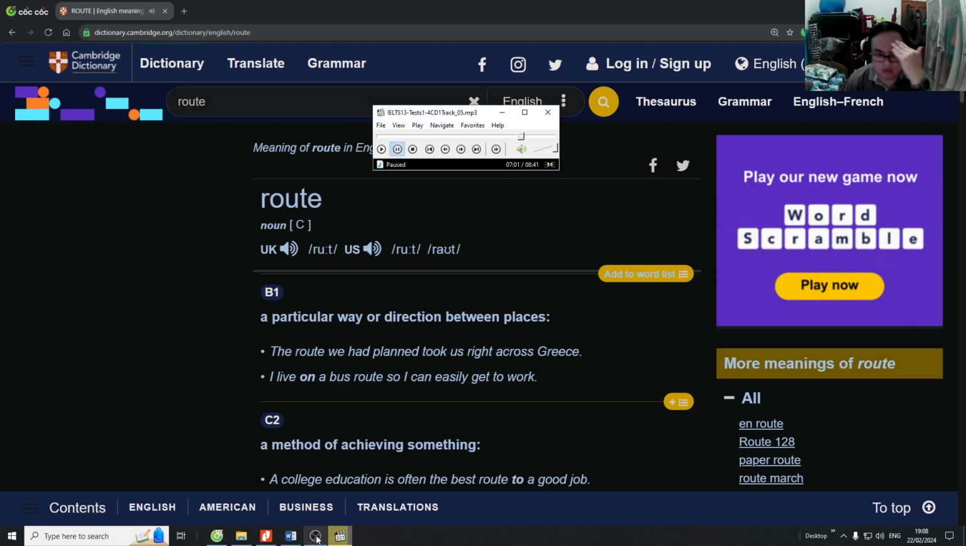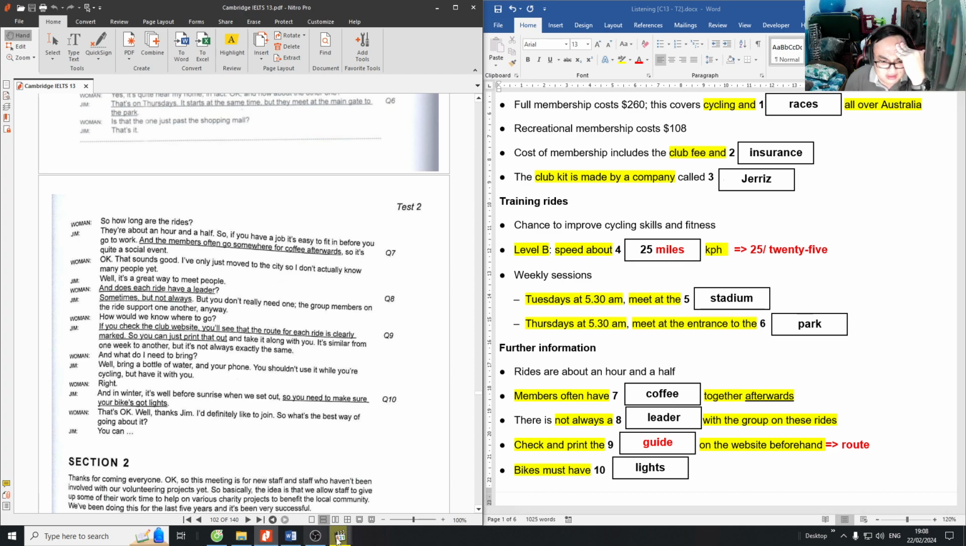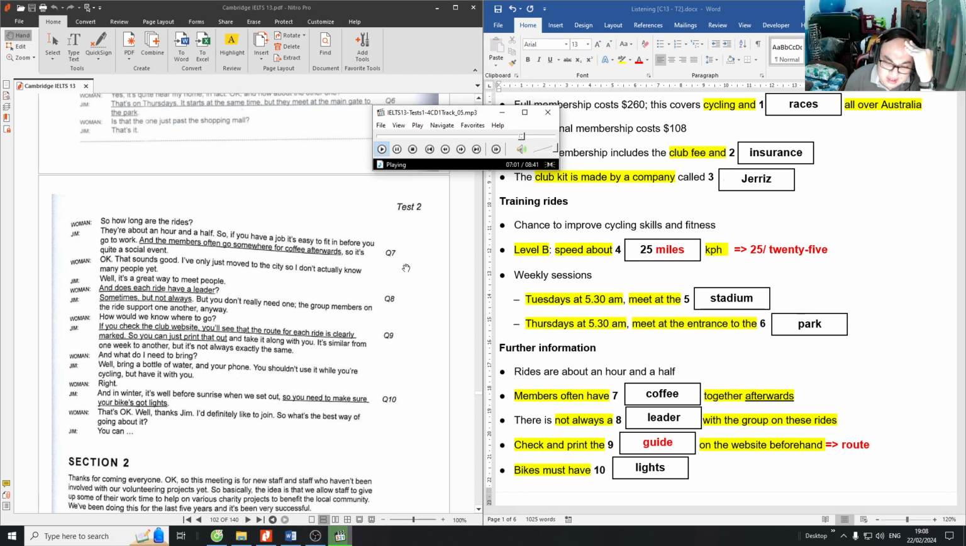Route. Wait, what? Route? Really? But not always. You don't really need one. The group members on the ride support one another anyway. How would we know where to go? If you check the club website, you'll see that the route for each ride is clearly marked.